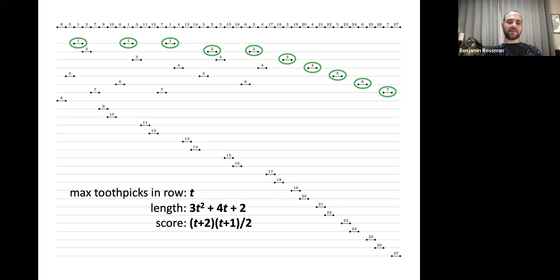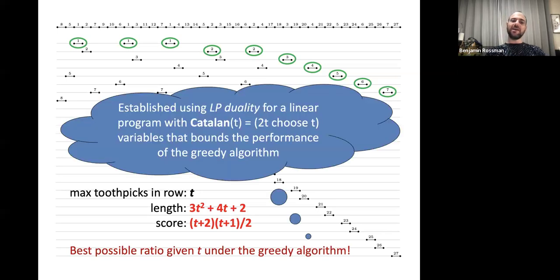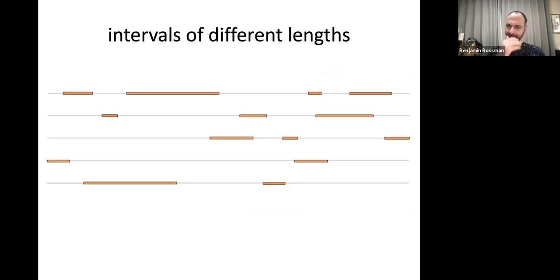It turns out that you can generalize this example. If you want the maximum number of toothpicks to be t in any row, then by a generalization of this, you can get length roughly 3t squared and score of t squared over 2. And for any given t, this is the optimal ratio you can achieve under this greedy ordering. The proof turns out to be quite neat. It's established by a linear program duality for a certain linear program with Catalan t number of variables that bounds the performance of the greedy algorithm. So that's one neat tidbit from the paper.